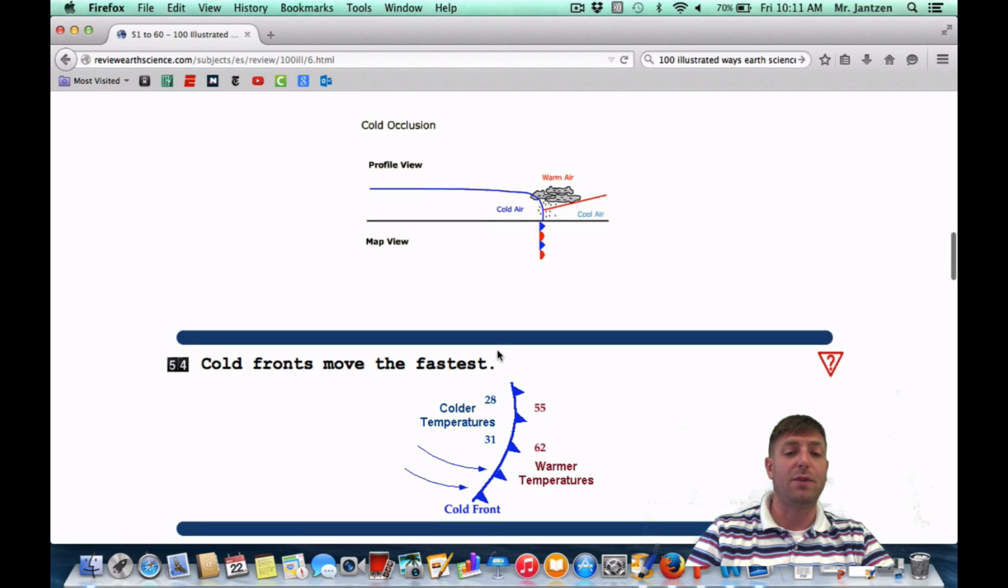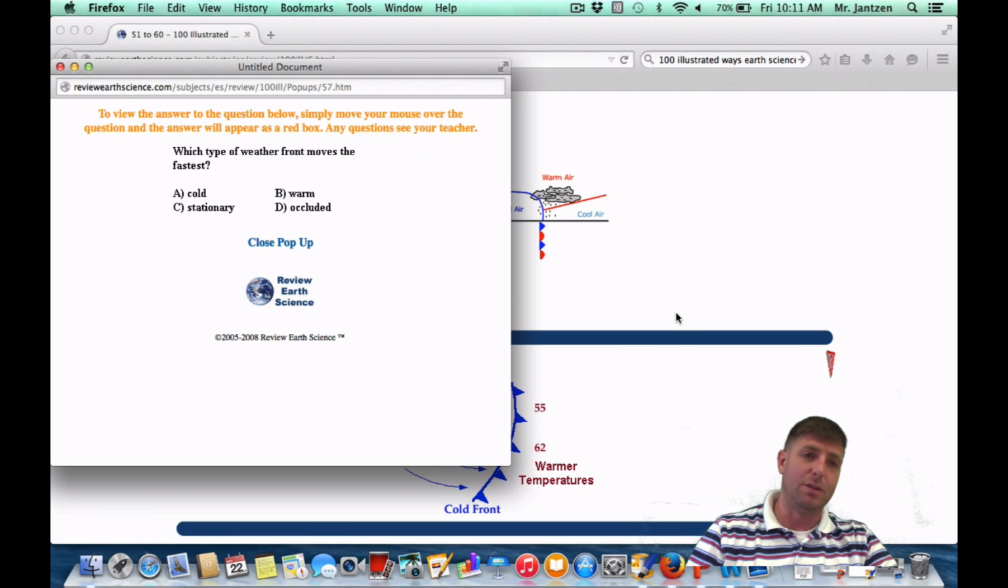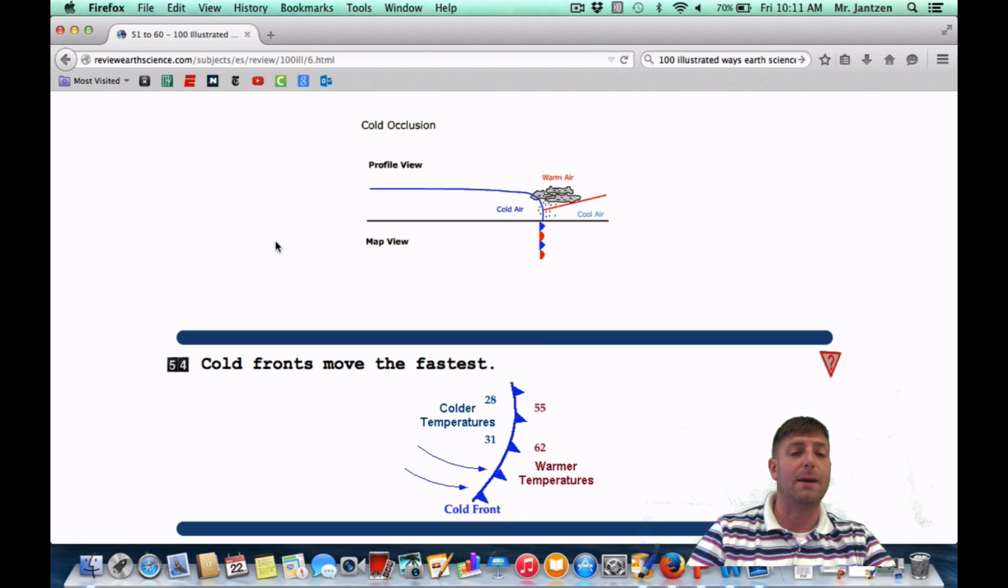54, cold fronts move the fastest. We mentioned this. They're going to move in very quickly, associated with thunderstorms, and move out of there. As a Regents question, it's kind of straightforward. Which type of weather front moves the fastest? Cold. Has to be memorized. You have to know that walking in.